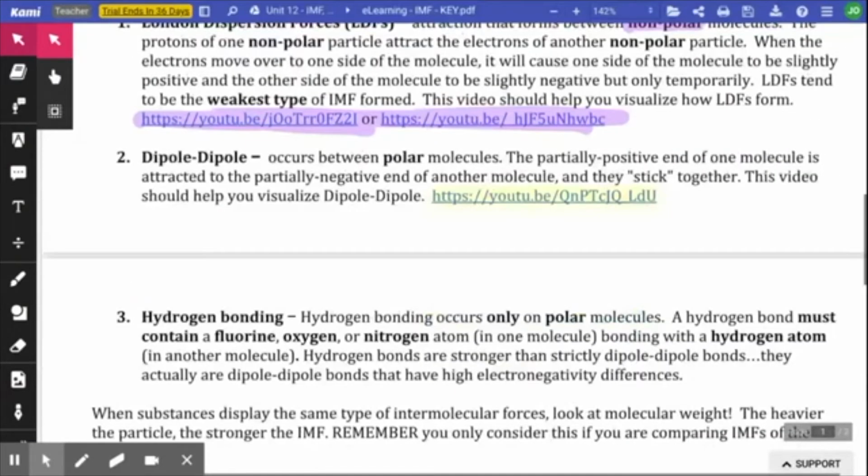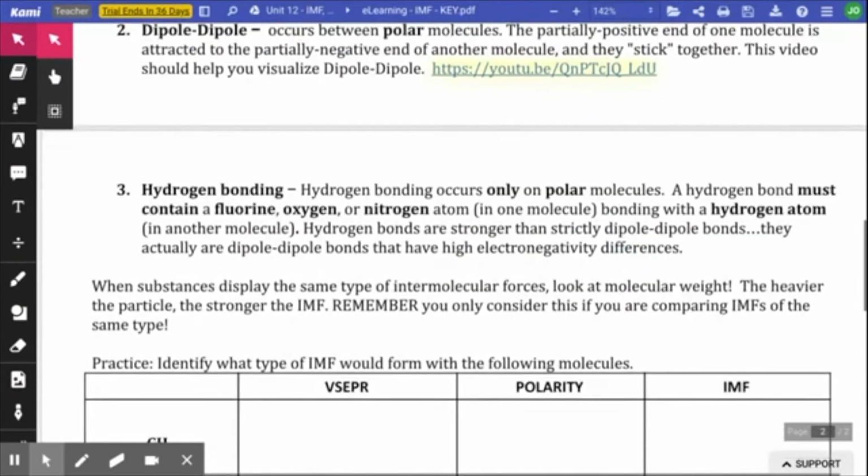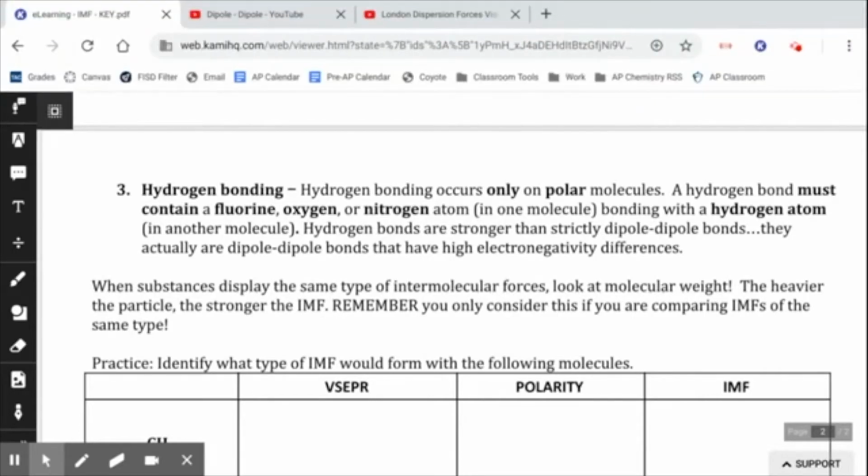All right. Last, we've got hydrogen bonding. Again, it's basically the same thing as a dipole-dipole, but with that, you're going to see a hydrogen, and it's bonded with a nitrogen, oxygen, or a fluorine.